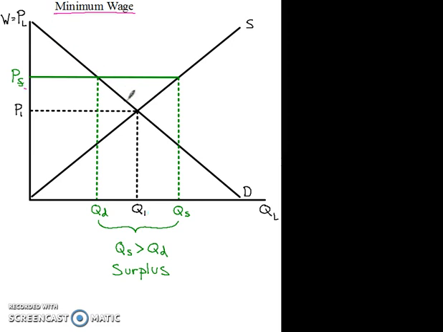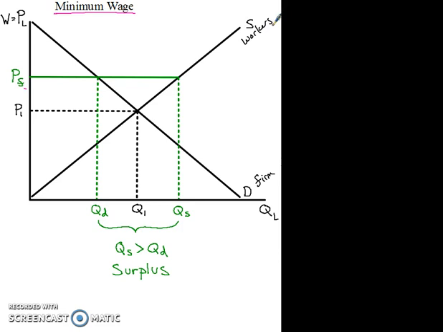The demand curve now is the firm. This is now the company that wants to hire workers. And the supply curve is now the workers. They are now the suppliers who are providing labor services in the market.